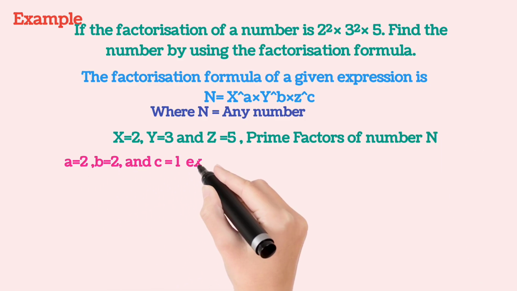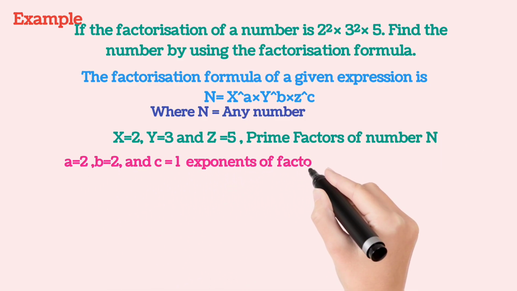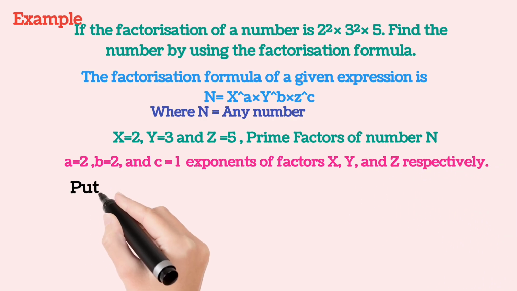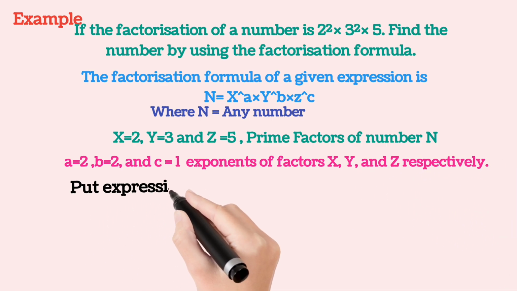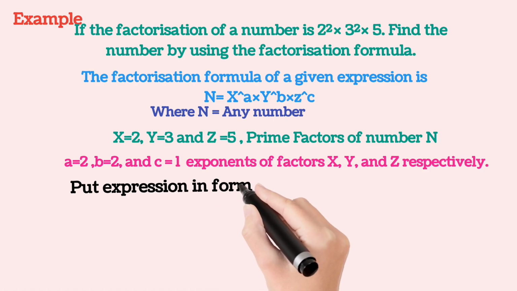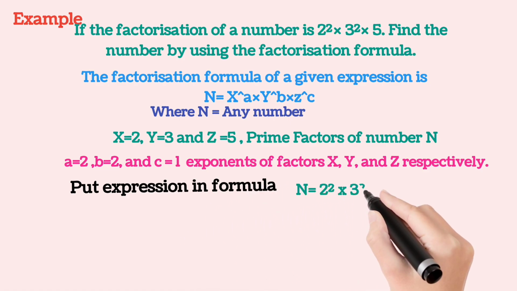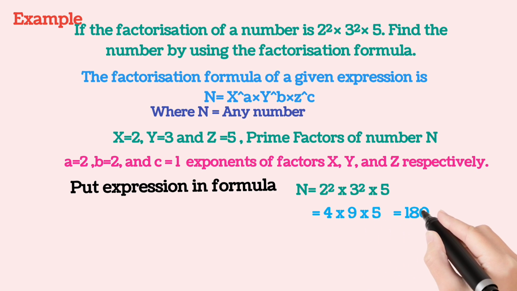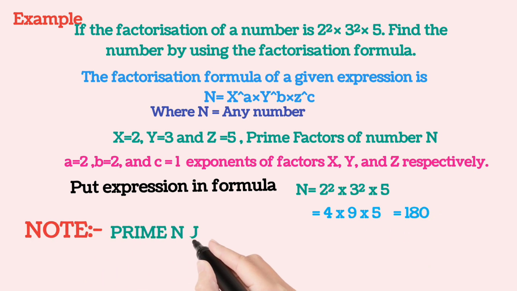Prime factors of number n, a equal to 2, b equal to 2 and c equal to 1, are exponents of the factors x, y, z respectively. To put the expression in the formula, then you will get n equal to 2 to the power 2 into 3 to the power 2 into 5, that is equal to 4 into 9 into 5, that is equal to 180.